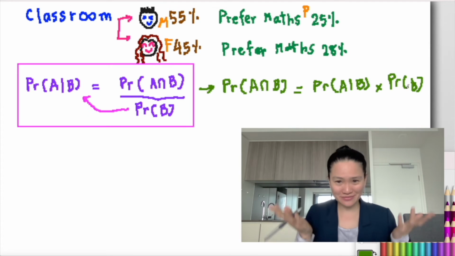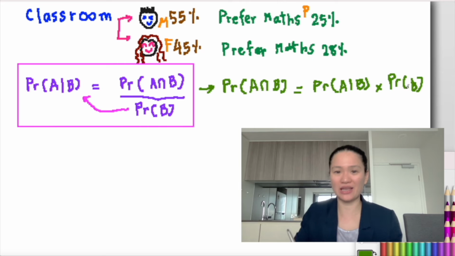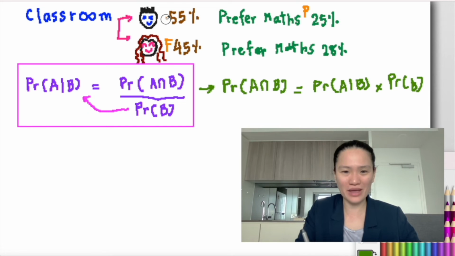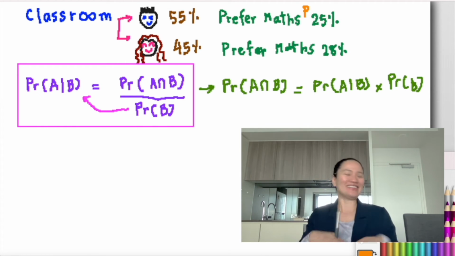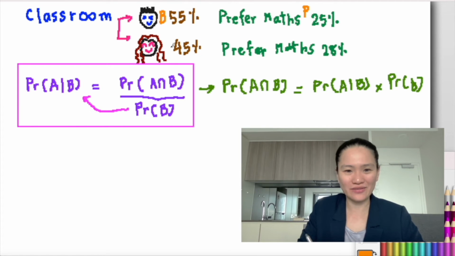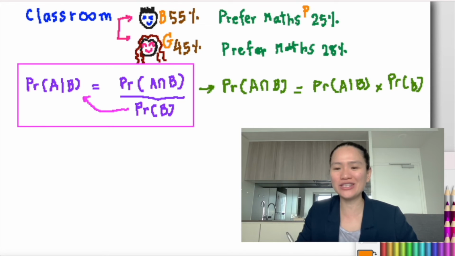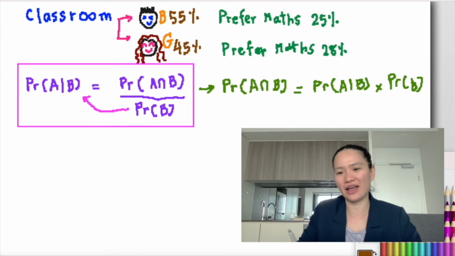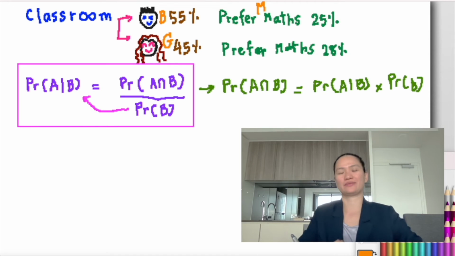From here, how do you know what is probability A given B? It's similar to here. For male, let me change something a little bit. I will change the symbol from male and female to boy and girl. It doesn't matter what gender you are, but just say boy and girl. B from boy, G from girl. And I would like to change the symbol a little bit. One who prefers math, I give it M. Okay, M means prefer math.